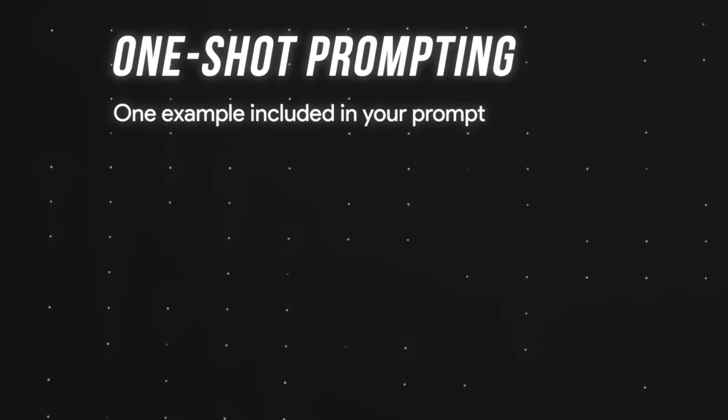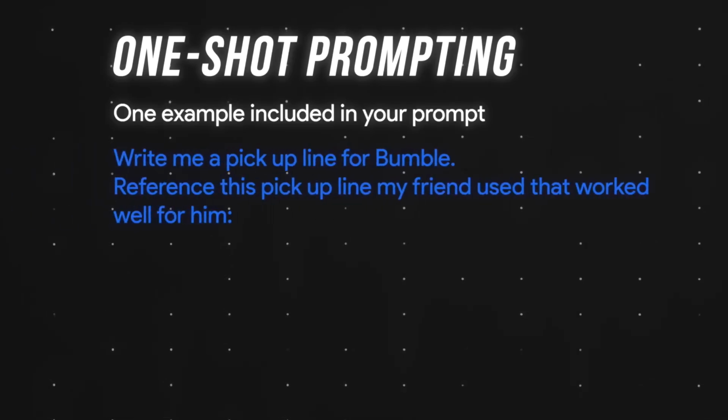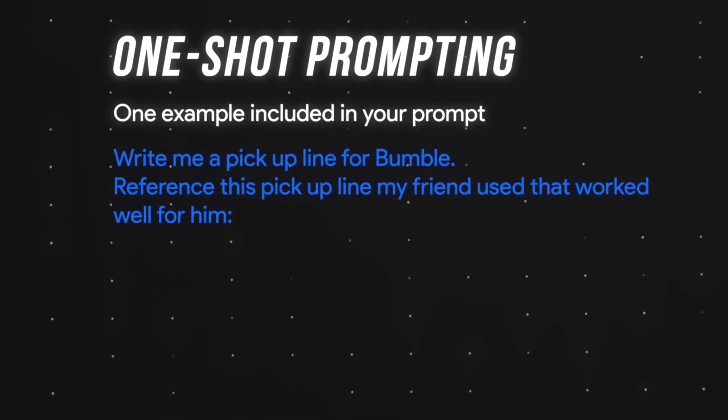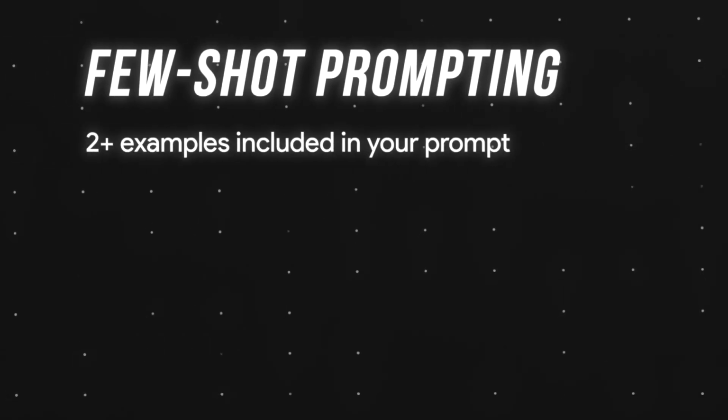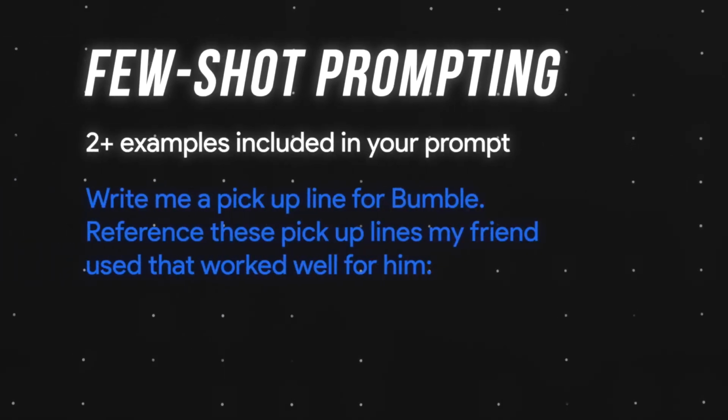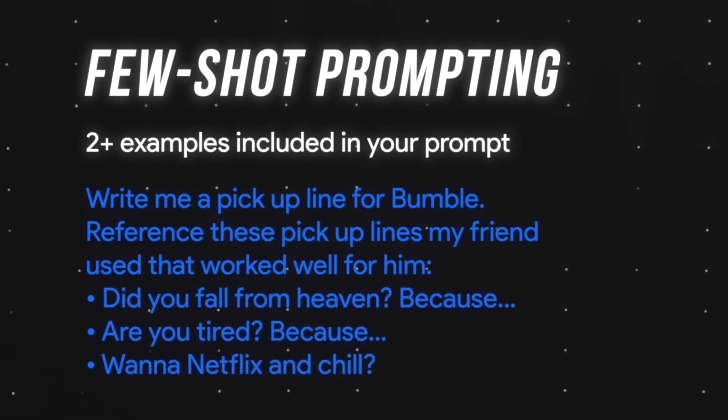A one-shot prompt would be, write me a pickup line for Bumble. Reference this pickup line my friend used that worked well for him. And you include an example of what your friend wrote. A few-shot prompt would look the same as one-shot with just 2 or more examples of successful pickup lines. And as you can imagine, the more relevant examples you provide the AI tool, the more relevant the output.